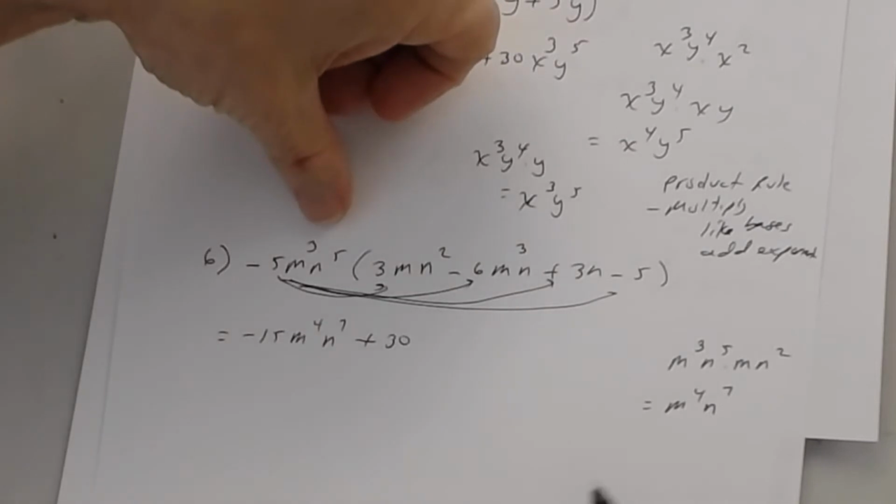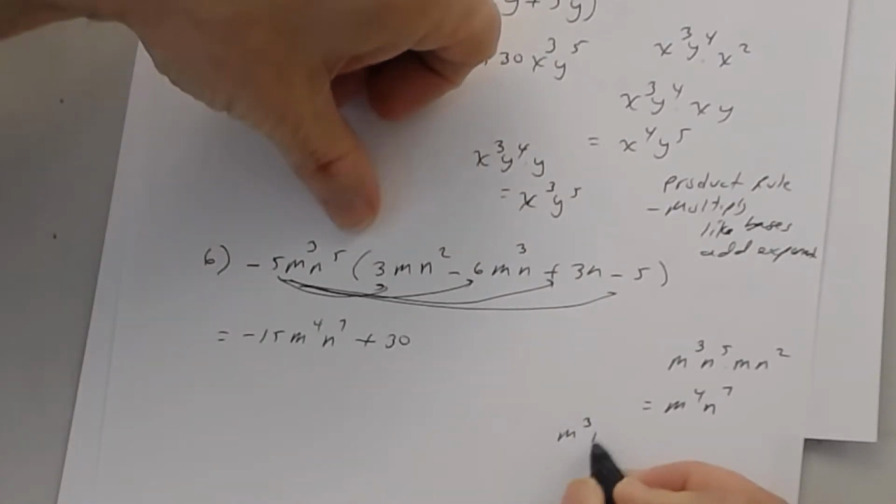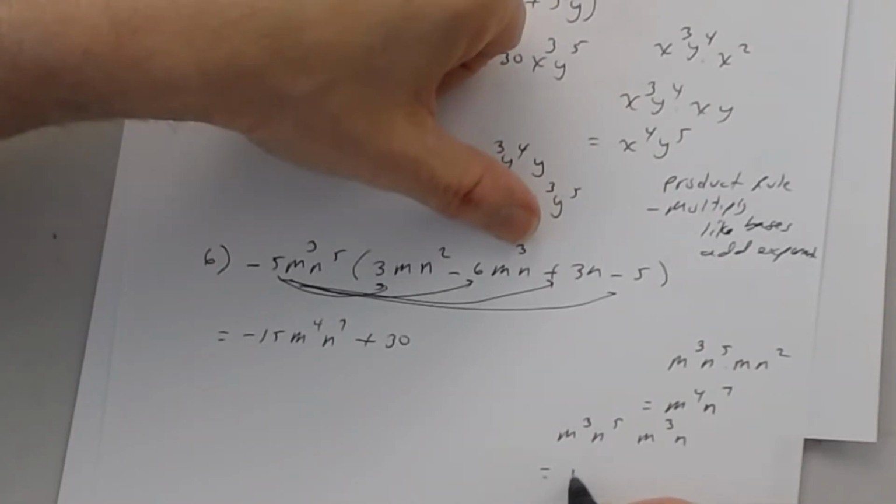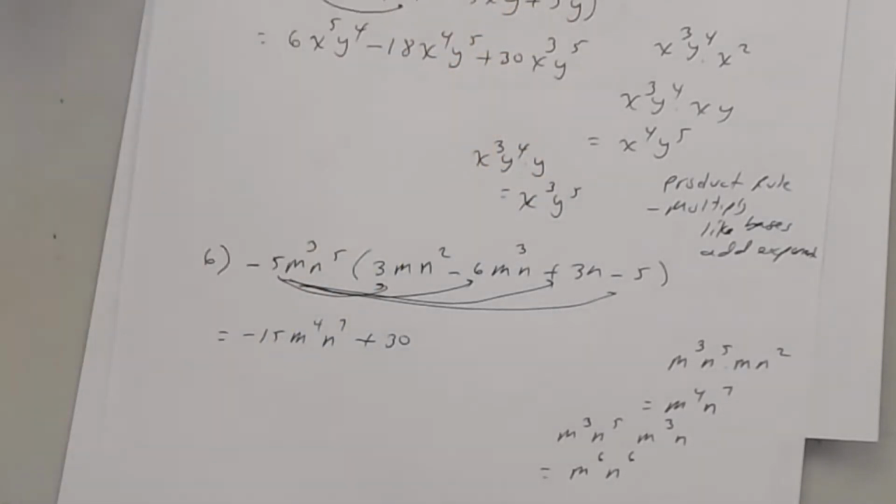So what is m cubed n to the fifth times m cubed n? m to the 6, right? n to the 6. 3 plus 3 is 6, 5 plus 1 is 6.